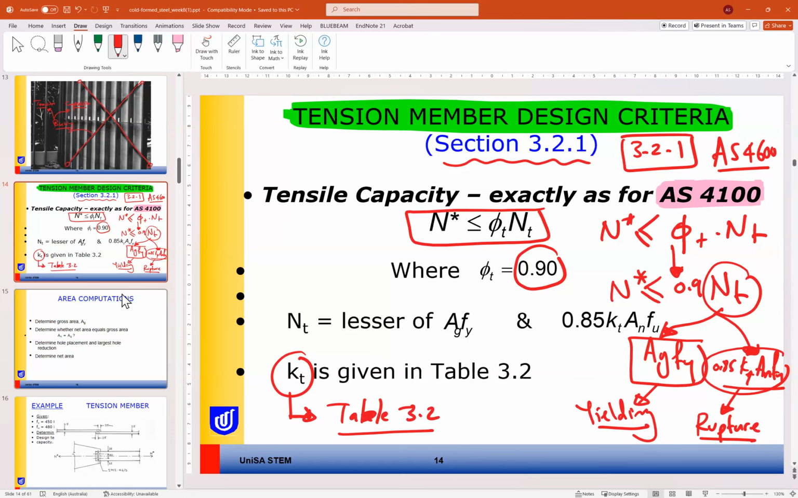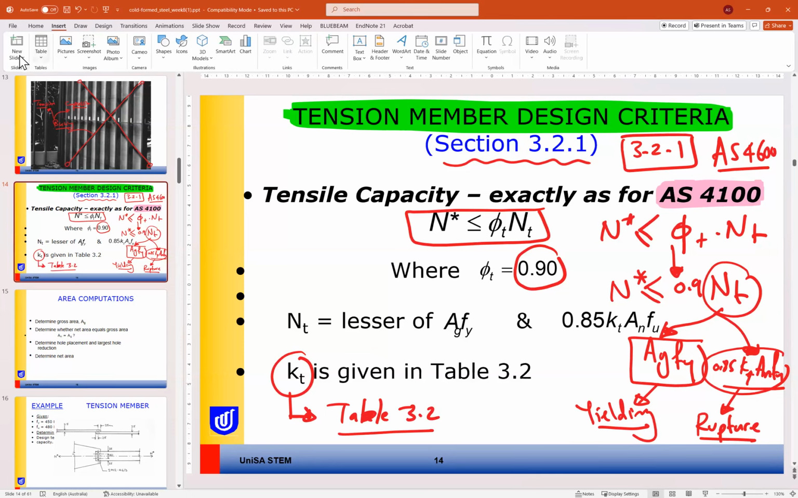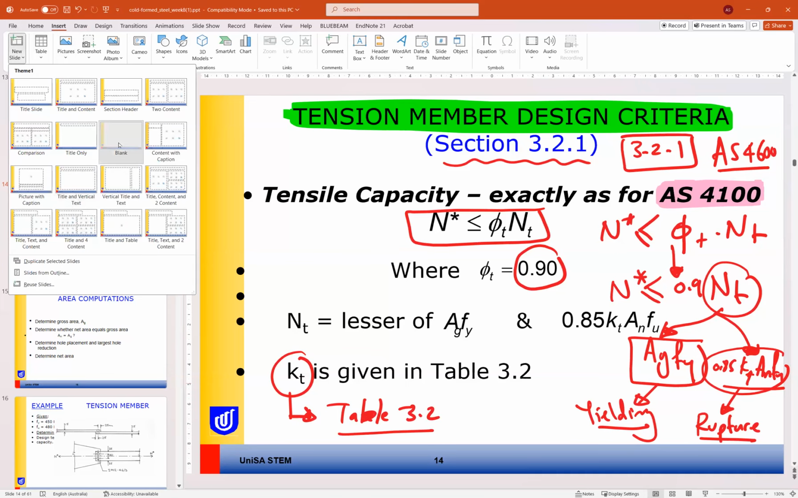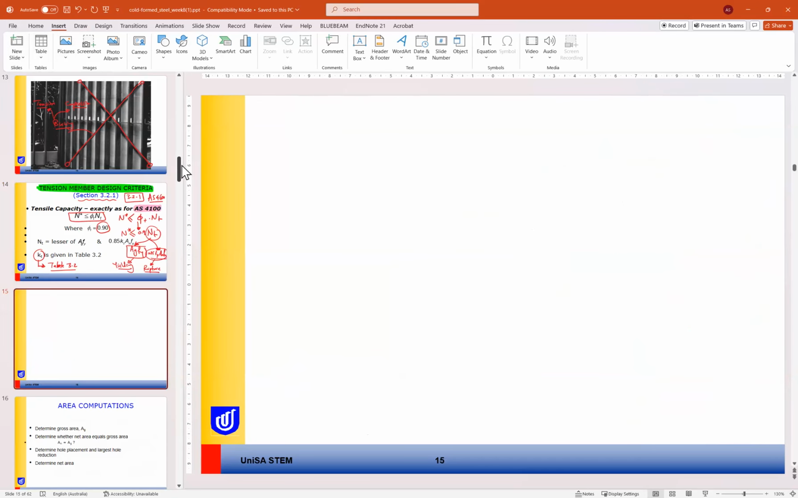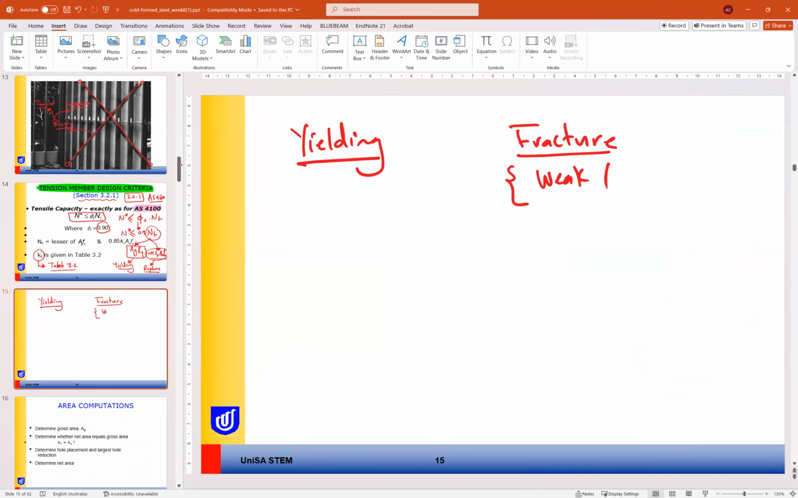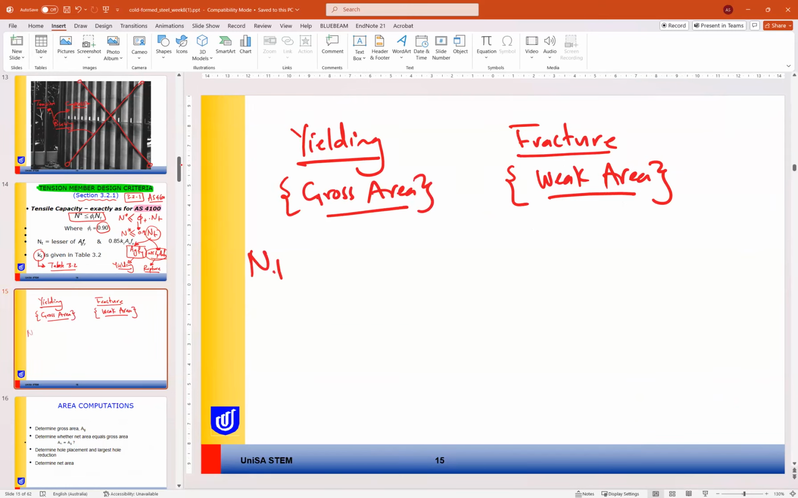So similar to before, or similar to hot rolled steel, we have two types of failure. One of them is yielding, one of them is fracture. For fracture, we are considering the weak area of the member. For yielding, we consider the gross area of the member. So the capacity here in this case is area gross times F yield.